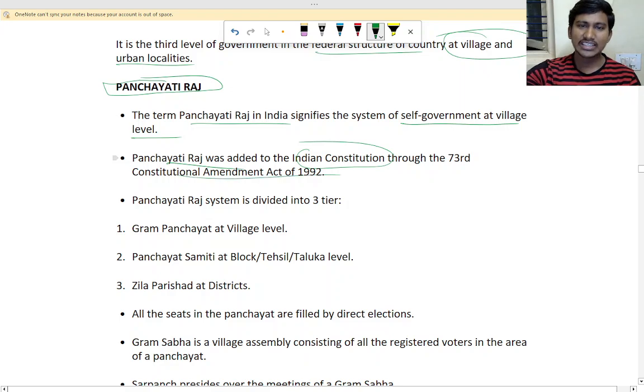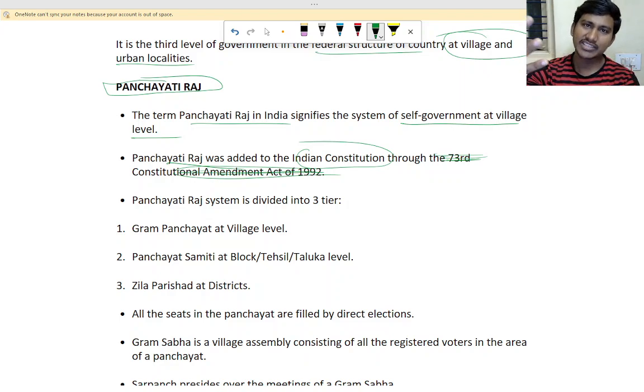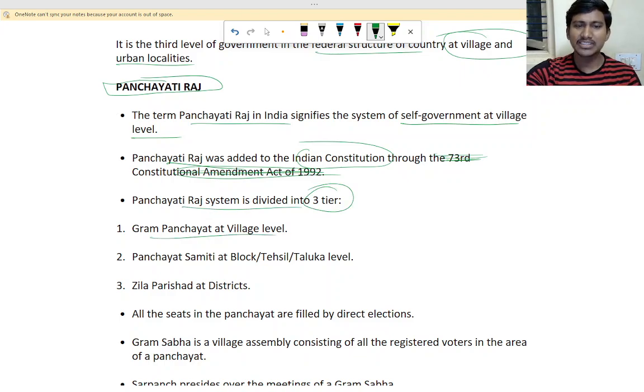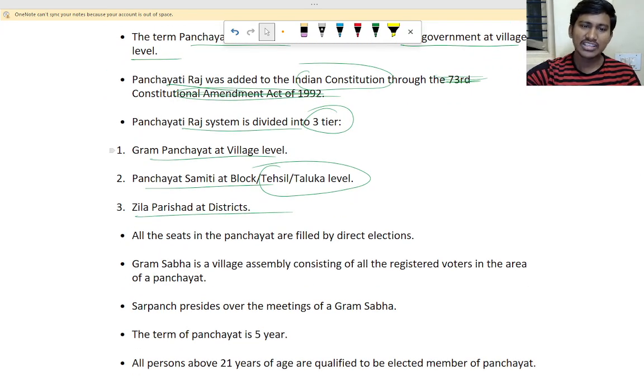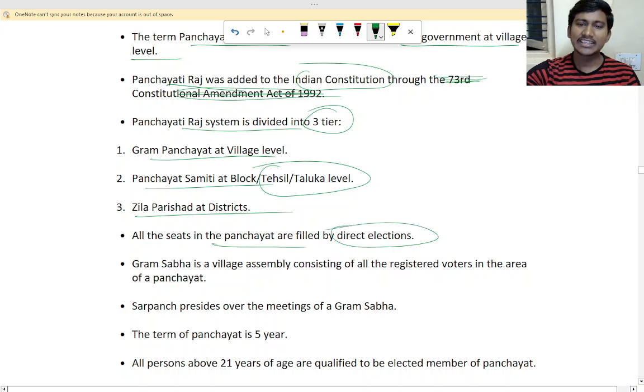You don't need the details of this, just remember that it is for self-governance, for the development of the village. They take decisions at their village level. Otherwise, MLAs and MPs would have to come and do the work at the village level, which would be difficult. Every village or group of villages will have one panchayat. The Panchayati Raj system is divided into three tiers: Gram Panchayat at village level, Panchayat Samiti at Tahsil or Taluka level, and Jilla Panchayat at district level. All the seats in the Panchayat are filled by direct election.